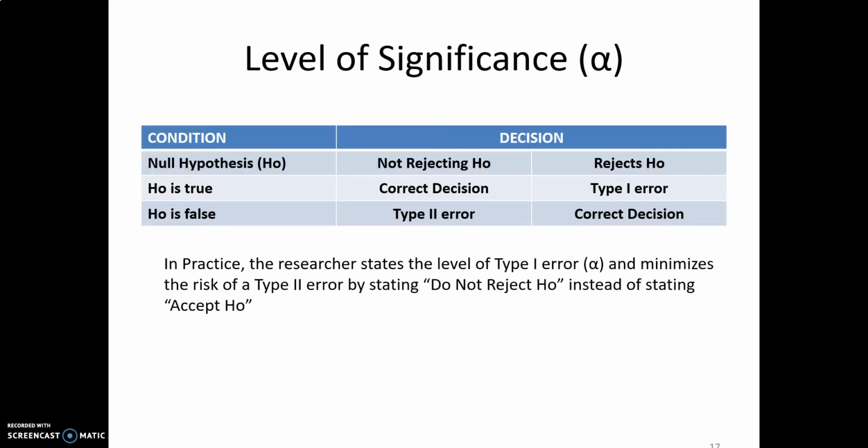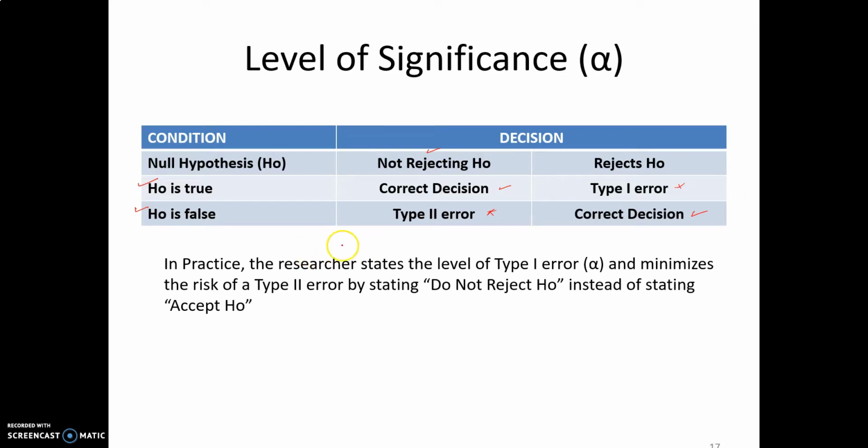So here's a little chart about the level of significance. The null hypothesis condition over here: the null hypothesis is true or it's false. The decision: so when it's true and we are not rejecting it, basically we have made a correct decision. When it's false and we actually reject it, we are also making a correct decision. The two types of errors right here. Type 1, we reject it when it's actually true. Type 2, we fail to reject it. We did not reject it when we actually should have.